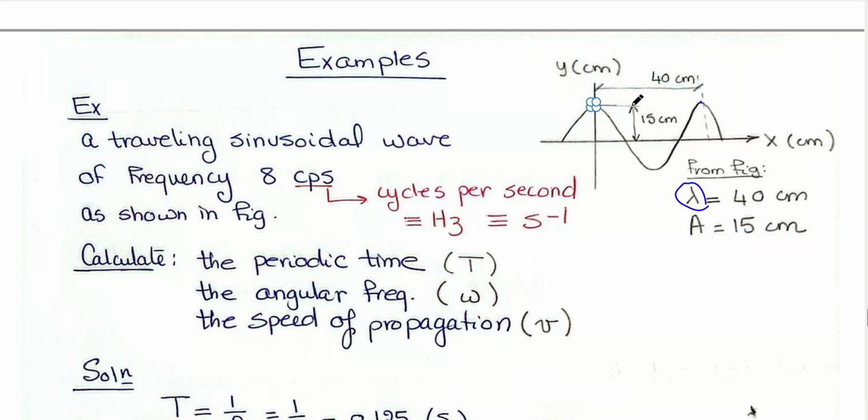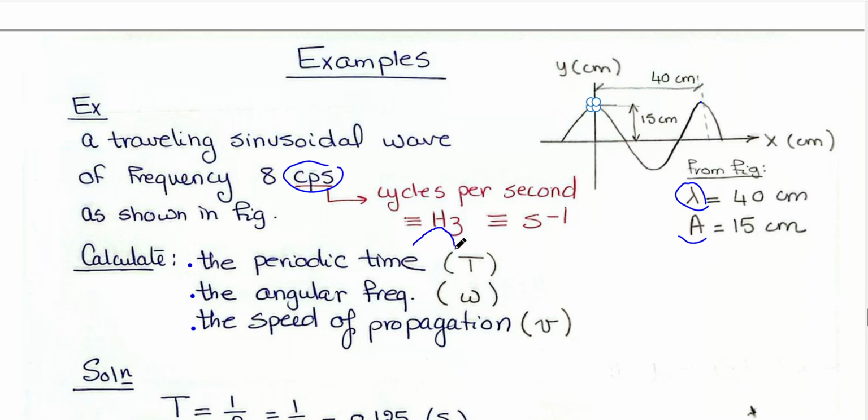And the amplitude of the sine wave is A, the amplitude of the equation. It is 15 centimeters. A traveling sinusoidal wave of frequency 8 CPS. We know that the frequency unit is either hertz or seconds minus 1, also cycles per second. This is the number of cycles per second, so it's the same as hertz or second minus 1. It's required to calculate the periodic time, the angular frequency, and the speed of propagation.